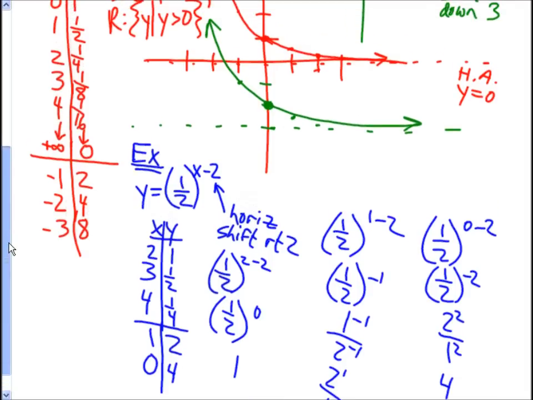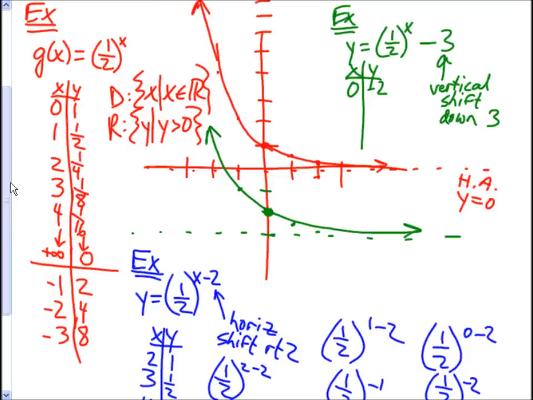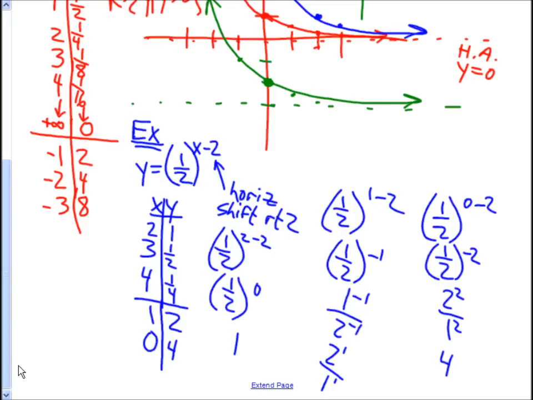So we go back up to our graph here. We plot those. 2, 1. So it took this original point 0, 1 and shifted it right 2, didn't it? So we have that point 2, 1. And then we got the point 3, 1/2. It took that 1, 1/2 and moved it over 2. It took that point negative 1, 2 and moved it over 2, so that's now 1, 2. And then it was 0, 4, and so on. But anyway, same thing as the red, shifted right 2.